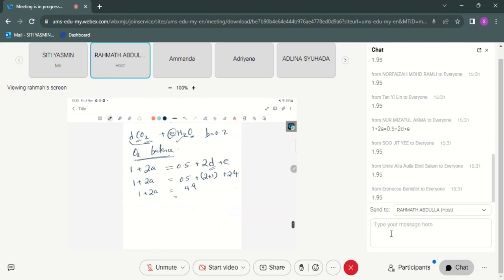Now, just a bit going up, 1 plus 2A equals 4.9. This one, you bring it over here: it is 4.9 minus 1. That will be 3.9. So 2A equals 3.9 and A equals 3.9 over 2, which is 1.95. So this will be your final answer. This 2 goes down, it's 1.95.